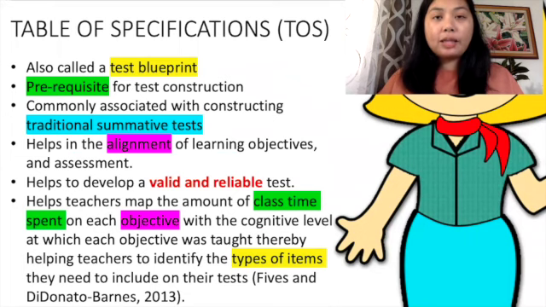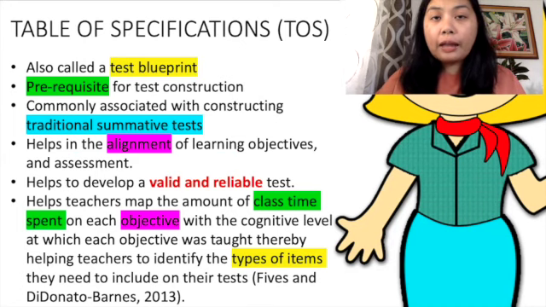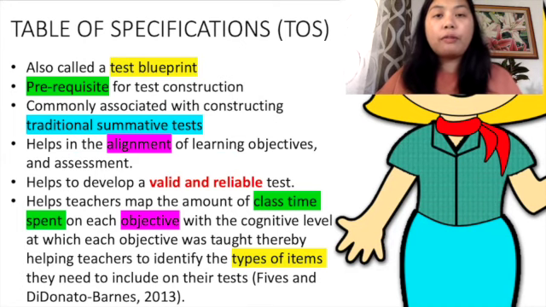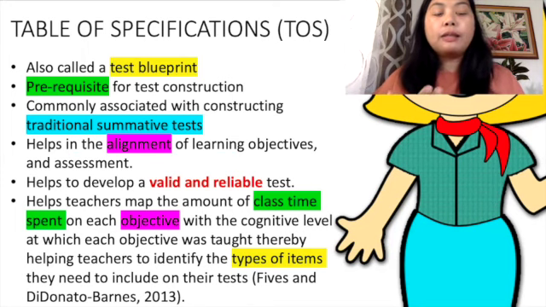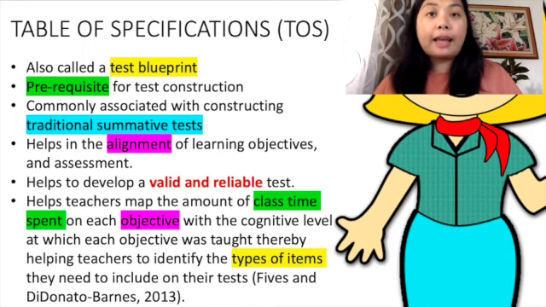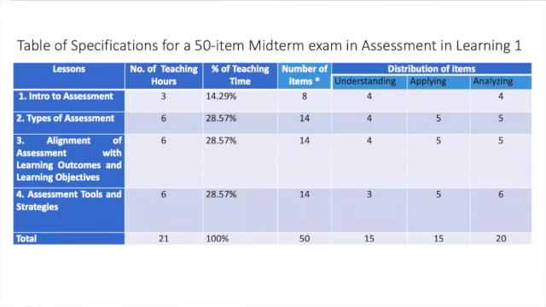With TOS, we are able to map the amount of class time spent on each objective with the cognitive level at which each objective was taught. Take note that our basis for the cognitive level is the revised Bloom's taxonomy of learning. So with this, we teachers are able to identify the types of items that we have to include in test construction. I have here an example of my TOS.